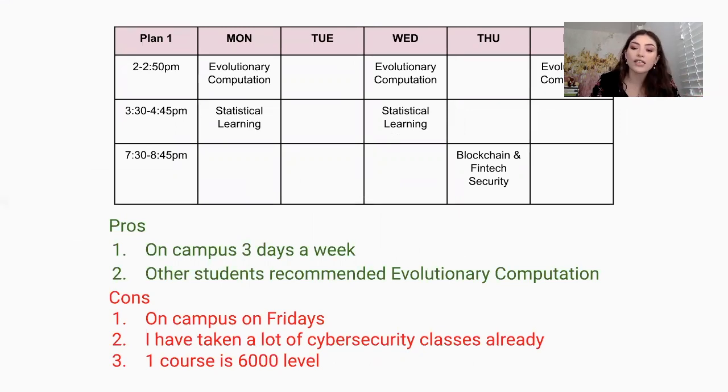And then my cons were that I am on campus on Fridays, and I'd prefer to have 3-day weekends, but we can only ask for so much. And then another con is that I've taken a lot of cybersecurity classes already, so I'm trying to branch out from that. And then 1 course is a 6,000 level when I probably should be taking more 7,000 levels. That's just how my PhD degree is leading me into, so I kept that in mind.